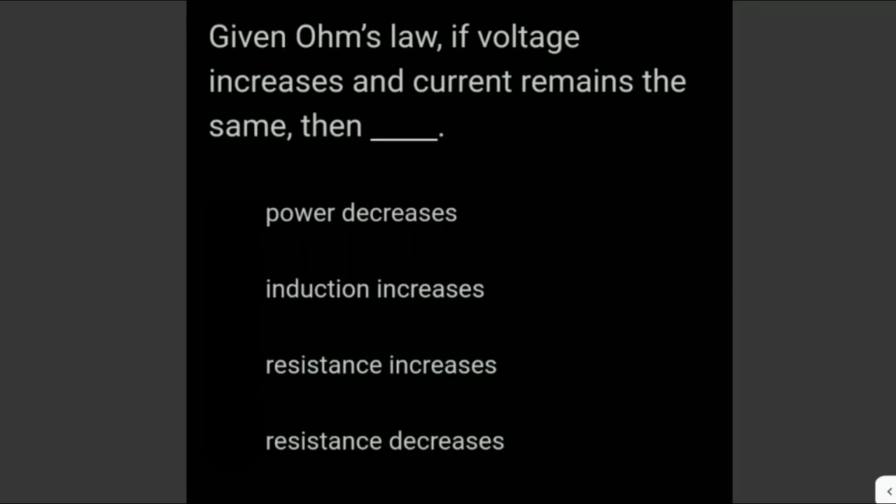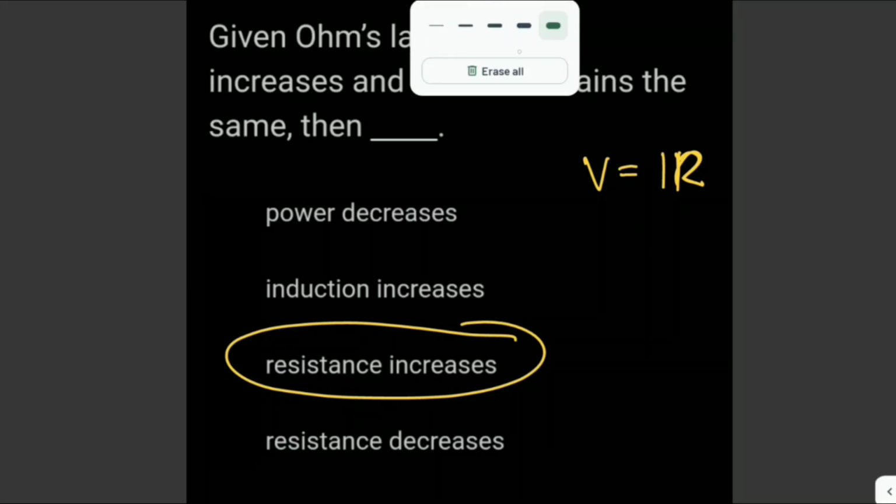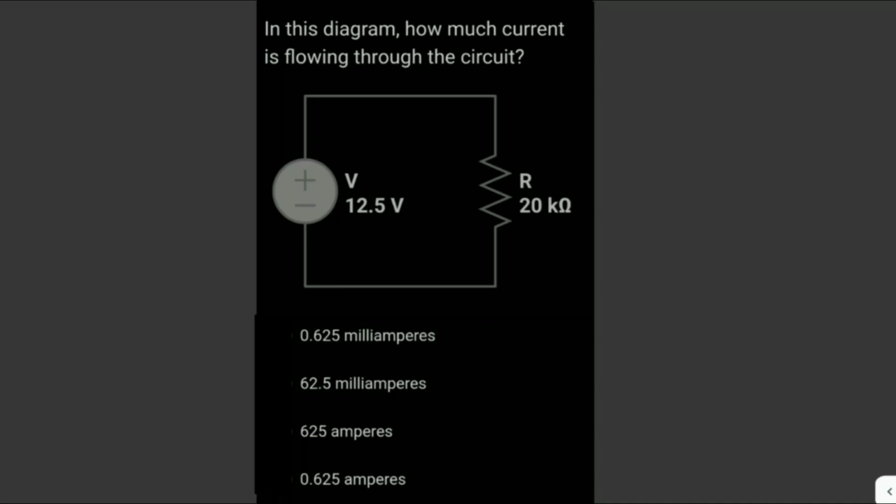Given Ohm's law, if voltage increases, the current remains the same, then blank. So this is Ohm's law, voltage equals current times resistance. The resistance also increases. So when voltage increases and current remains the same, the resistance would also increase. In this diagram, how much current is flowing through the circuit?